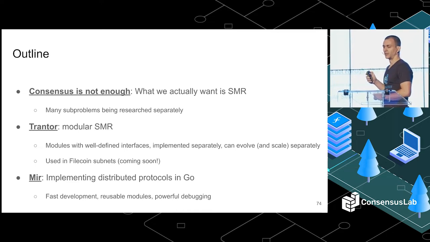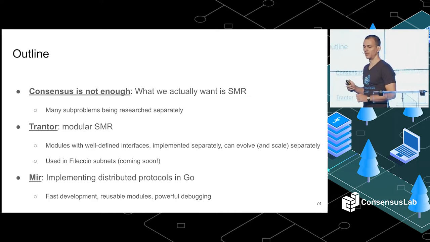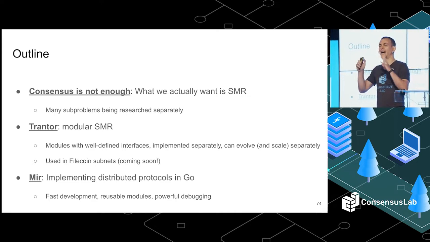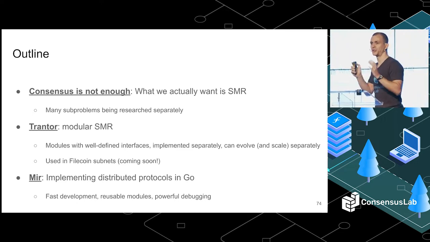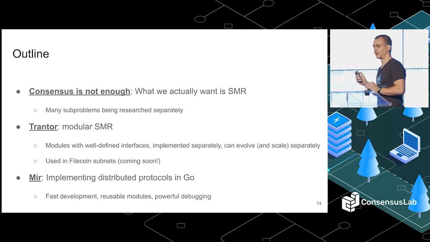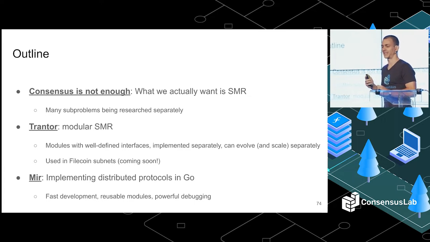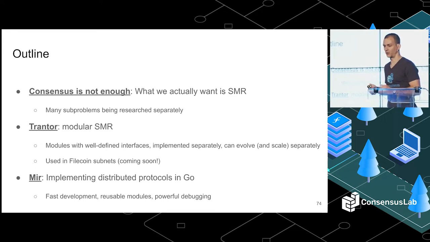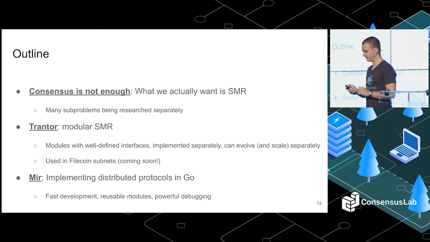Then I will show you our approach to modular state machine replication, which is a high-level architecture of a system that implements state machine replication with well-defined modules that can be implemented separately, and especially that can evolve separately and scale separately. And then I will have a few slides about how, in practice, we implement this in Go quickly with reusable modules and how we can debug it easily.